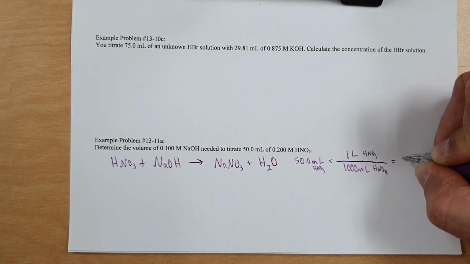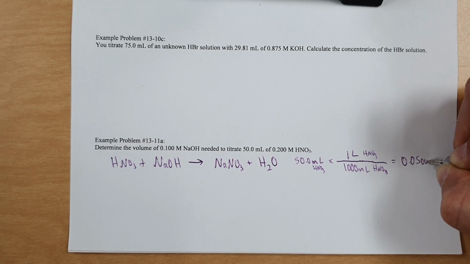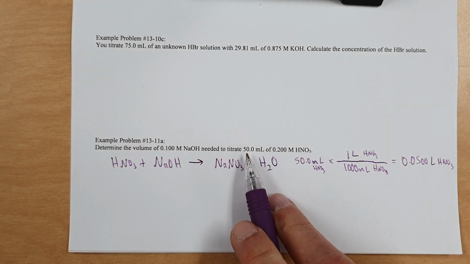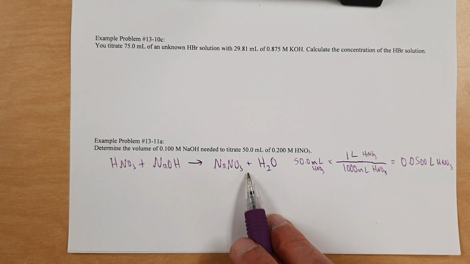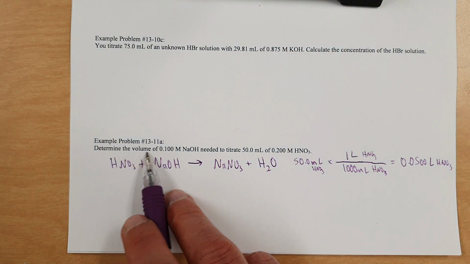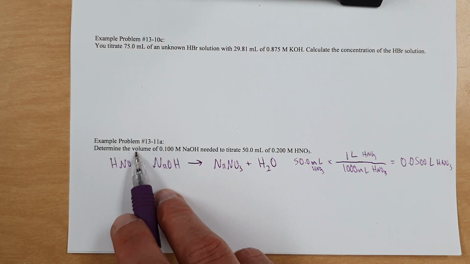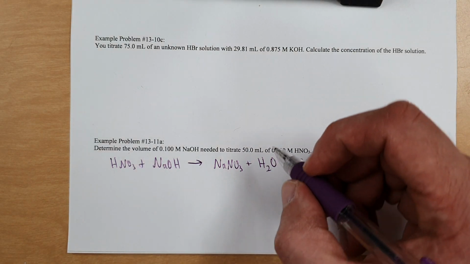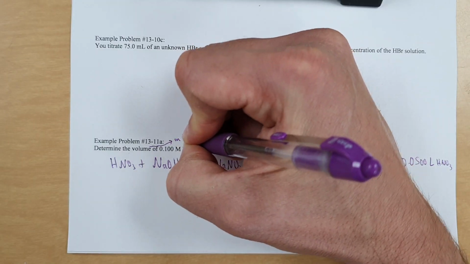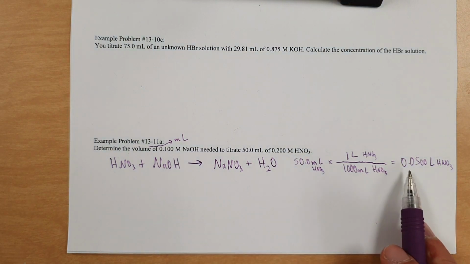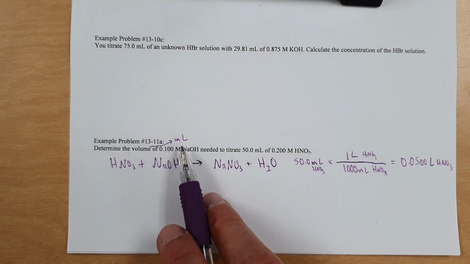That gives 0.0500 liters of HNO3. Now we've got units we can work with, and we have a balanced equation. Be aware, it asks for volume, but it doesn't specify the units. If it doesn't specify, you need to respond in the units given. So it gives you milliliters. Be aware we will be responding using units of milliliters, which means we're going to get an answer in liters and then convert it back to milliliters.